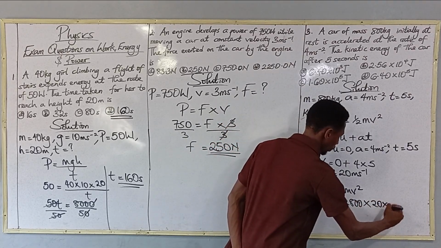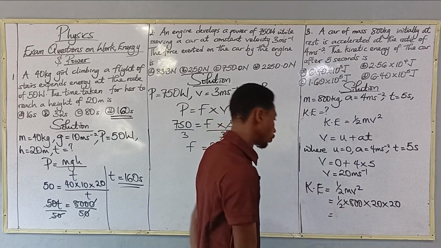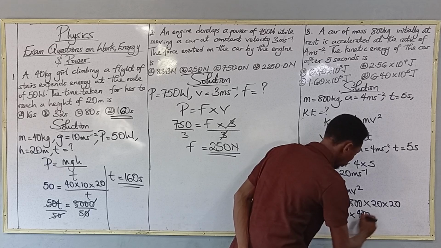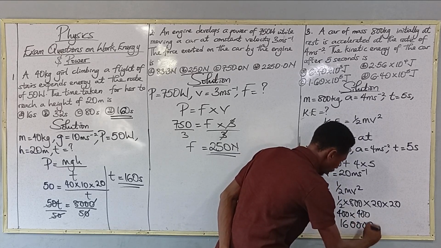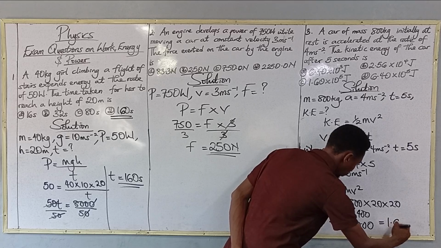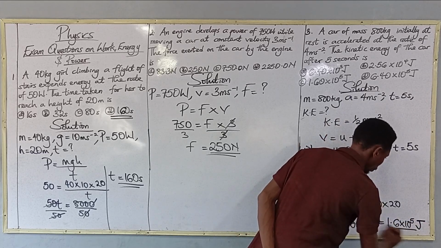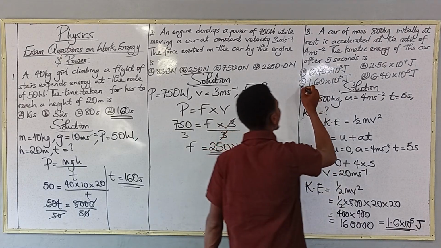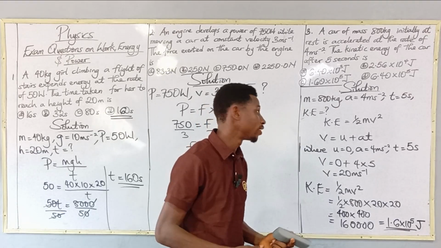That is 20 squared. That's 20 times 20. Half of 800 is 400. So we have 400 times 20 times 20. 4 times 4 is 16 with 4 zeros. And if you take this to standard form, that should be 1.6 times 10 to the power 5 joules. Energy is measured in joules. So 1.6 times 10 to the power 5 joules. The answer is C. I hope that is clear.